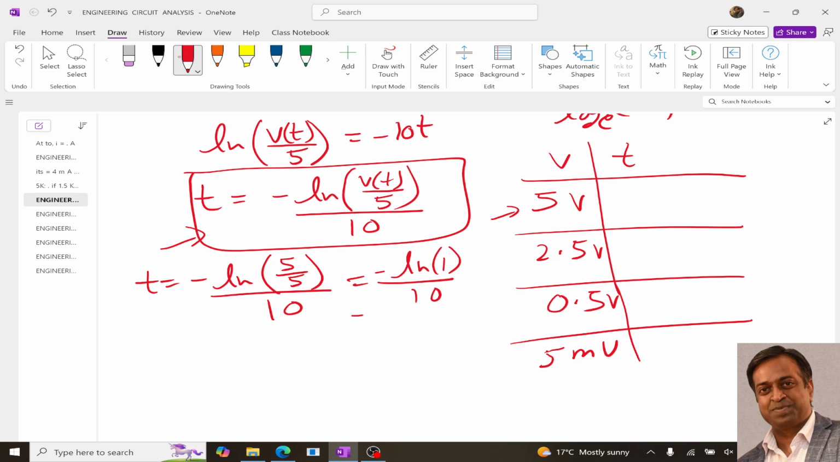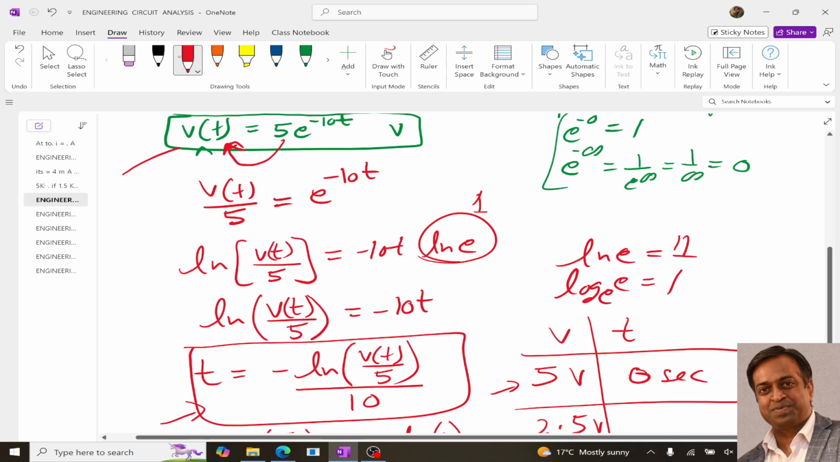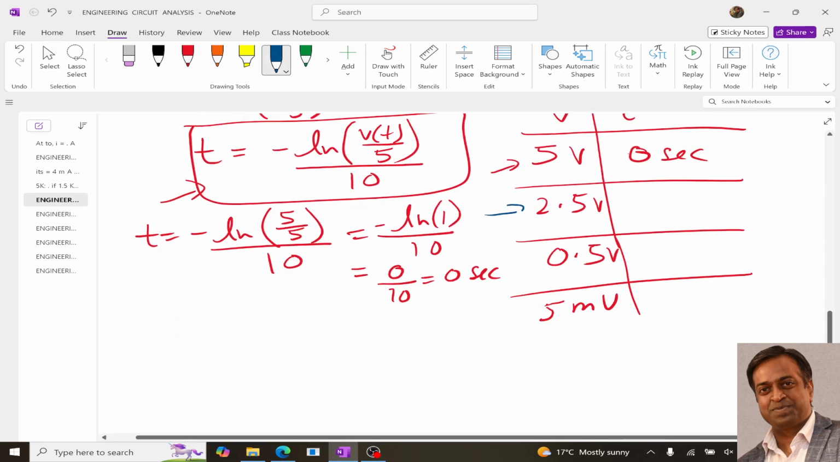So it is 0, ln 1 is 0 upon 10, so it is 0. So at 0 seconds we will get the voltage as 5 volt, right? And this we can verify if you substitute t equals to 0 in this case. If you substitute t equals to 0 over here, this term will be e power 0, means it will be 1, and vt will be 5, right? Now coming to the next one, 2.5.